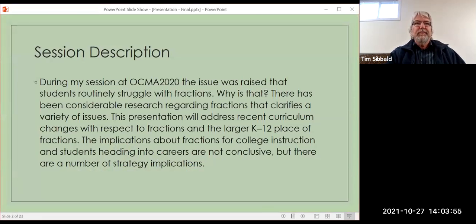In the session description, which is here more to remind myself what I'm speaking about, I mentioned that this came out of an issue raised at last year's conference. During a session I was doing last year, there was discussion around fractions and a little back and forth, but of course it wasn't the focus of the presentation. So the purpose of this session is to create the space to actually have some proper thought about the topic and some discussion.